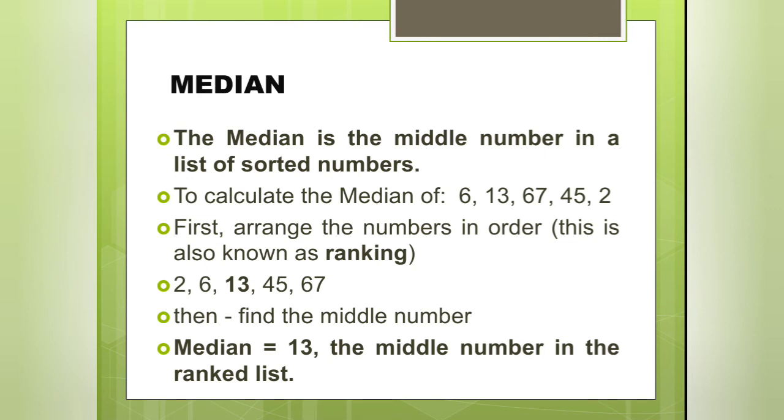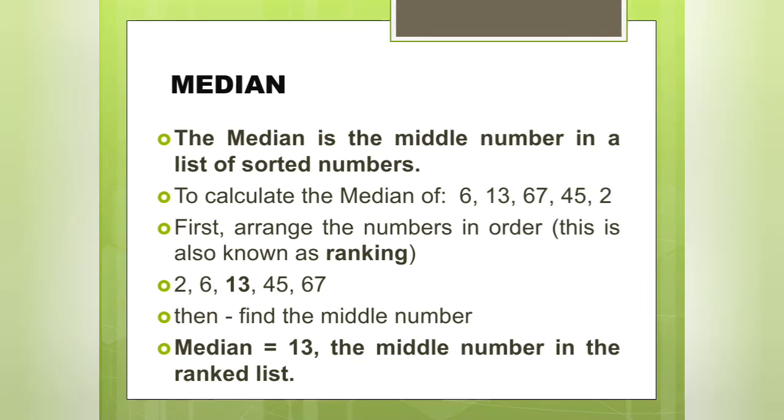In this case we are given 6, 13, 66, 45 and 2. There are 5 numbers in this data, so this is an odd number. First of all, we have to rank this. We write it in ascending order: 2, 6, 13, 45, 66. Now we will find the middle number. The middle number in this data set is 13. So this is the median of the given data.